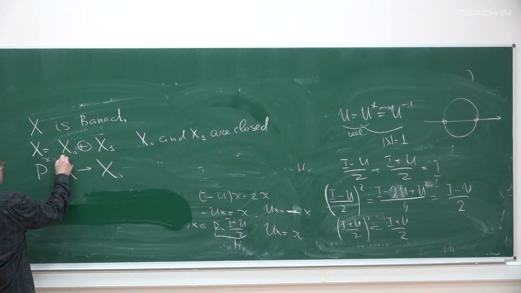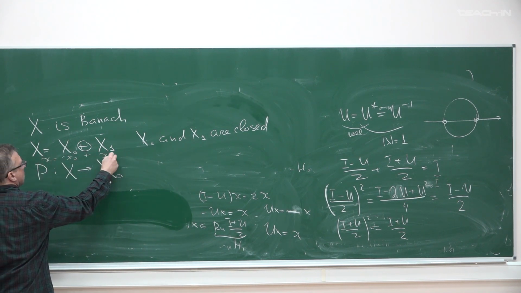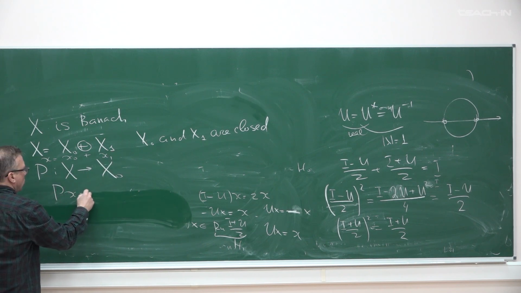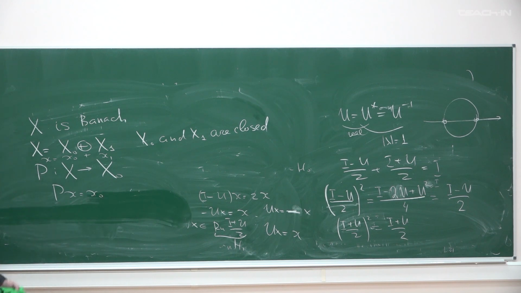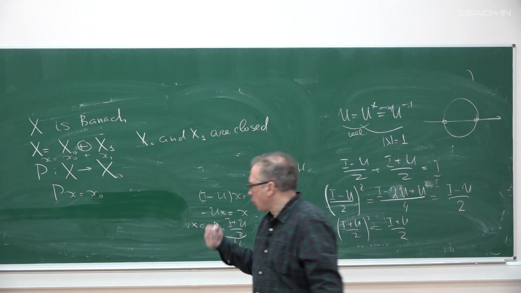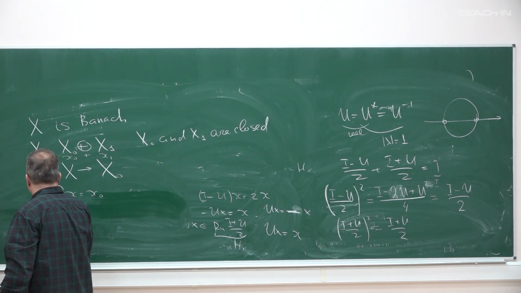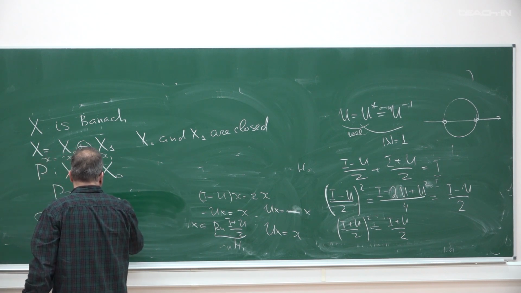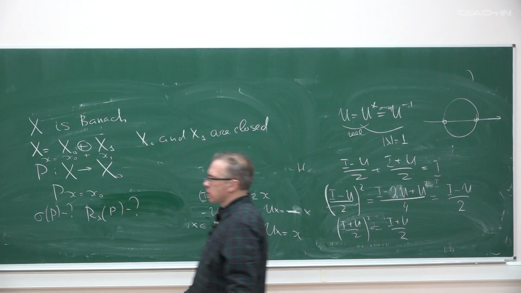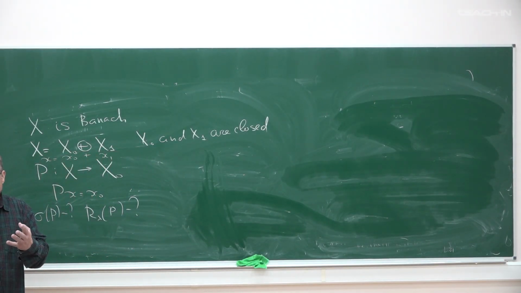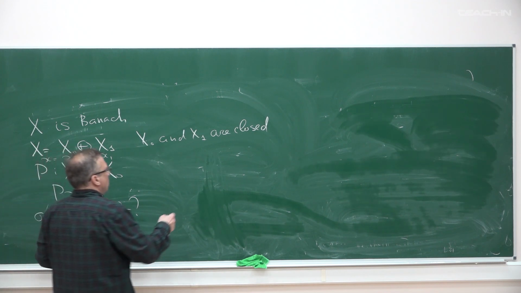So any vector can be represented as a sum of two components, and Px equals x0. This is a long definition of projections. So the problem: find the spectrum of the projection and the resolvent. Let's try to find eigenvectors, again, as in linear algebra.